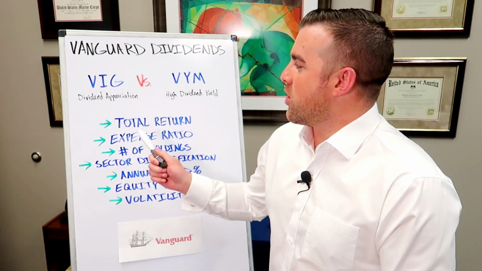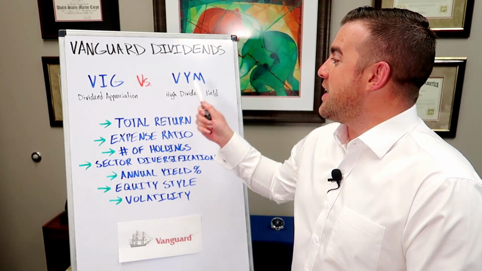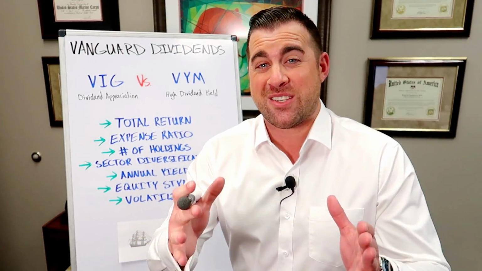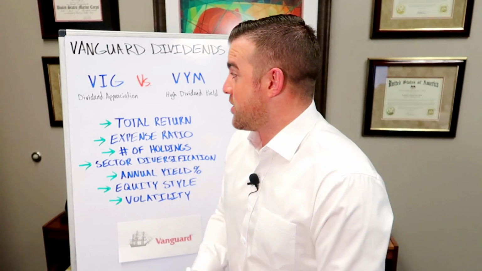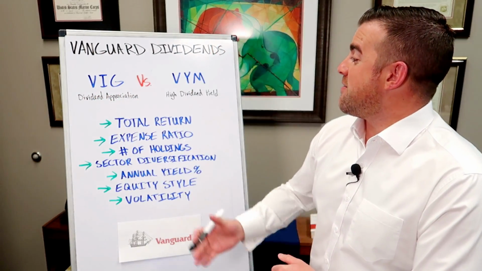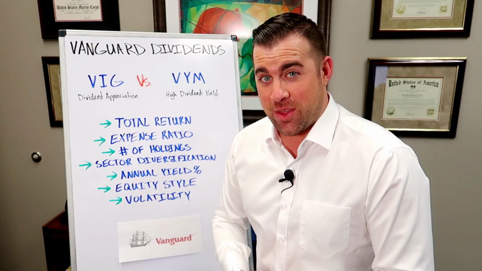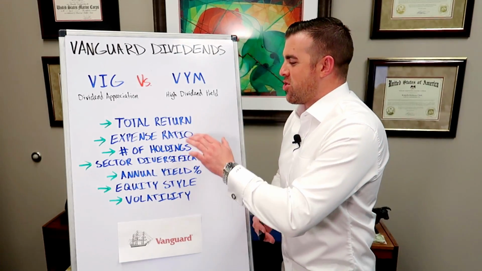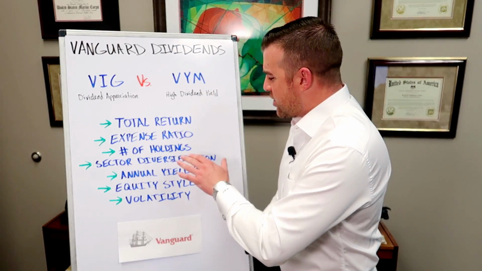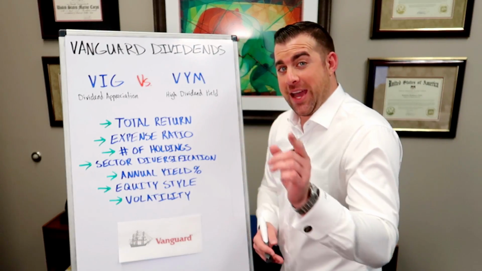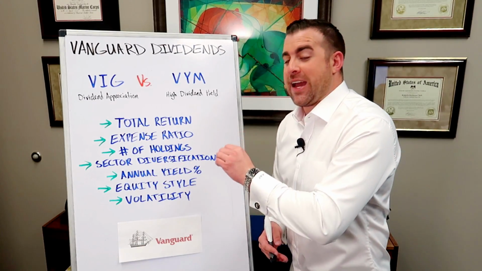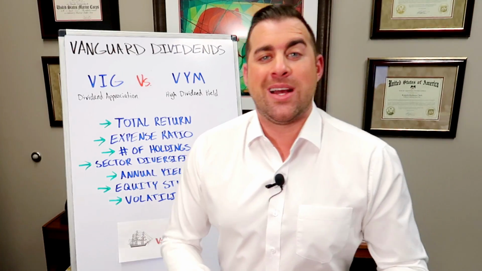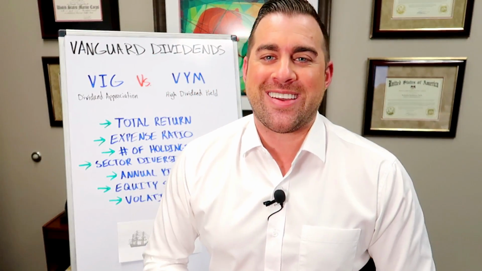In this video, we are going to put up VIG versus VYM, two awesome low-cost Vanguard dividend exchange-traded funds. We have the dividend appreciation ETF versus the high dividend yield. And of course, we're going to look at total return, expense ratio, number of holdings, sector diversification, annual yield as a percentage, equity style, and volatility. So without further ado, let's put on the gloves and jump in the ring.